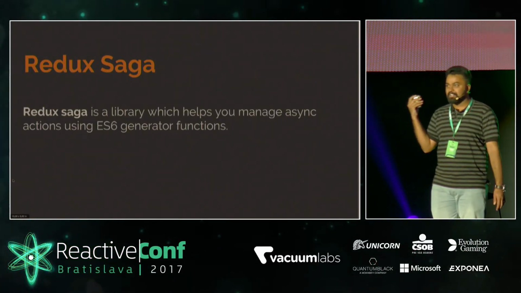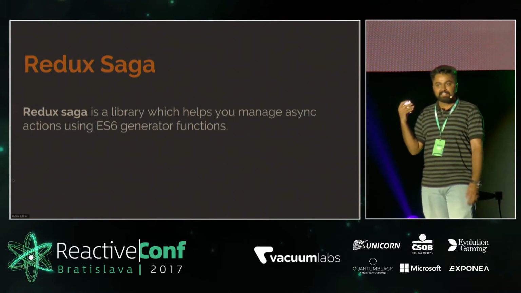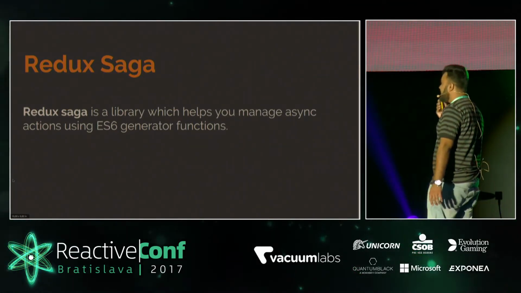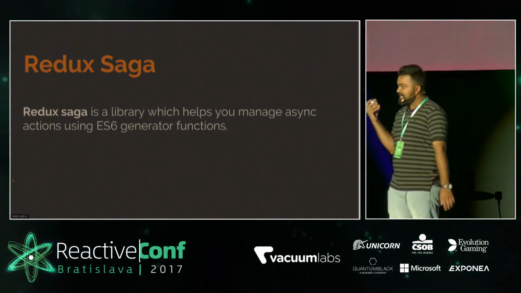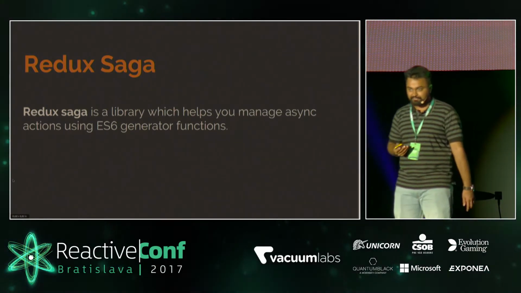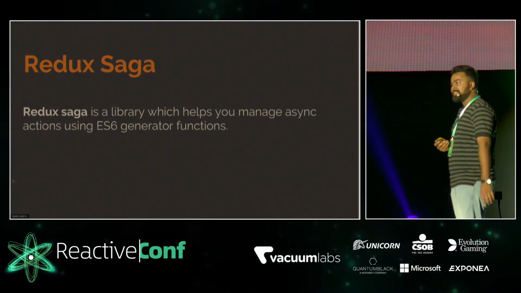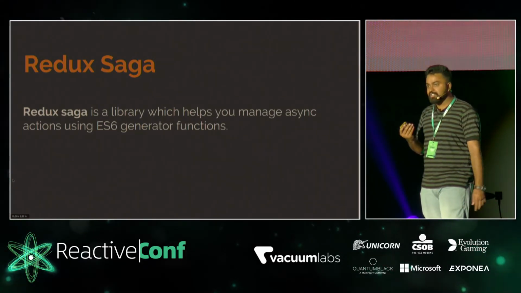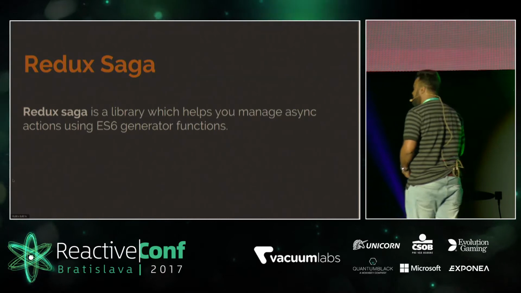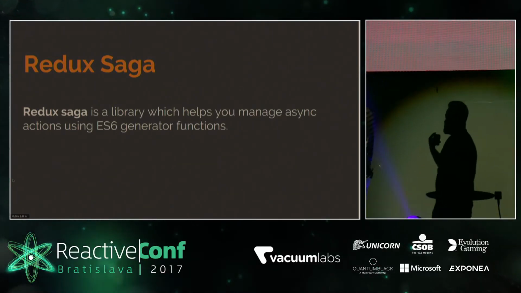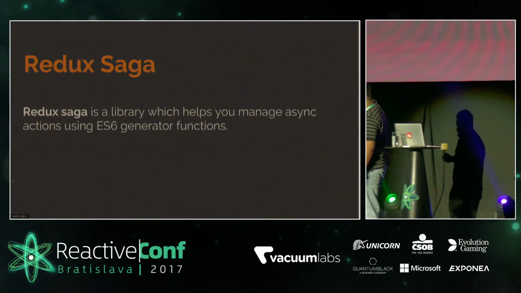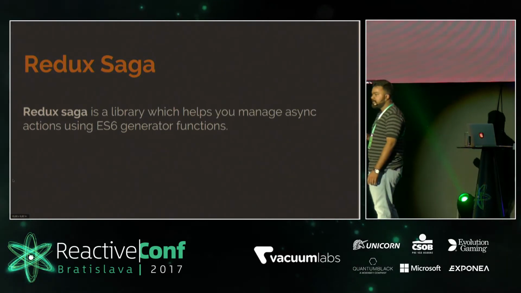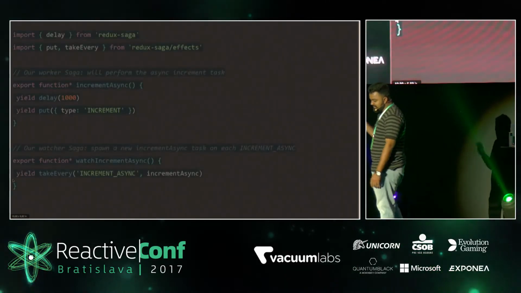First, let me tell you what Redux Saga is. Redux Saga is a library using ES6 generator functions to handle your async actions. And if you don't know what ES6 generator functions are, let me tell you. They are not like your regular functions. They can be paused and played whenever you want. So that makes Redux Saga very powerful.